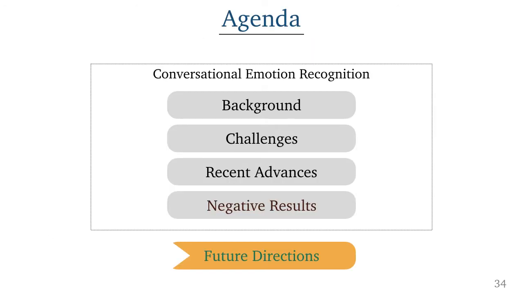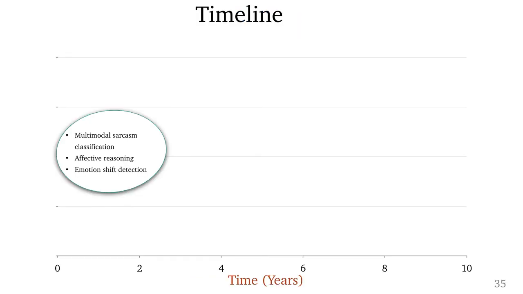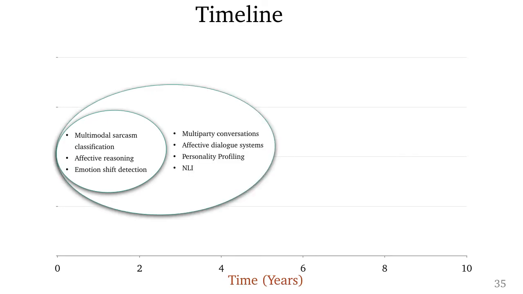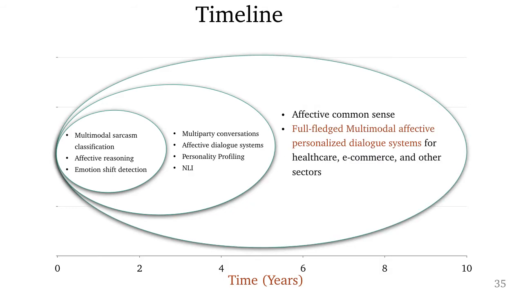Okay. Now future directions. It's completely based on my belief. I hope that the future direction will go towards fast viewers, multimodal sarcasm classification, affective reasoning, and emotion shift detection. It also displays how I would do things in the future in this domain. Then we should cover multi-party conversations, affective dialogue systems, understanding personality for building affective dialogue systems, and finally affective common sense, then full-fledged multimodal affective personalized dialogue systems for multiple sectors.